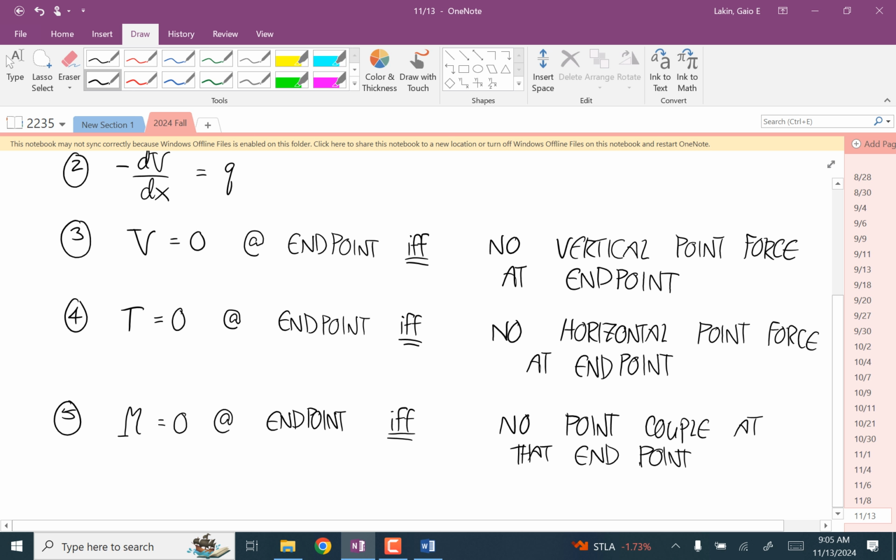The most common way that we have point couples is if that endpoint is a fixed joint, like a weld joint with a wall, like a cantilever beam or something. So we've had a problem or two where there's an applied couple at the endpoint, but most of the time it's from a fixed joint. So if you don't have fixed joints and you don't have weird stuff with point couples, then there's not going to be any bending moment at the endpoint.